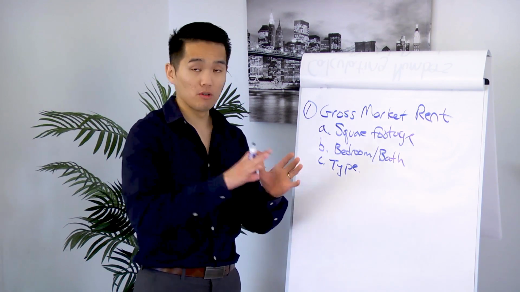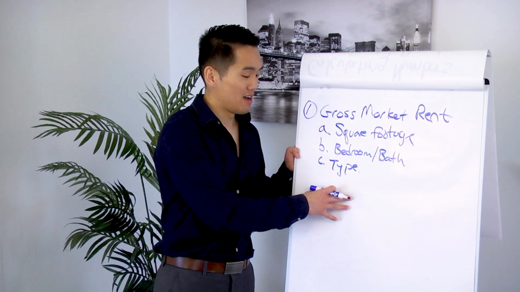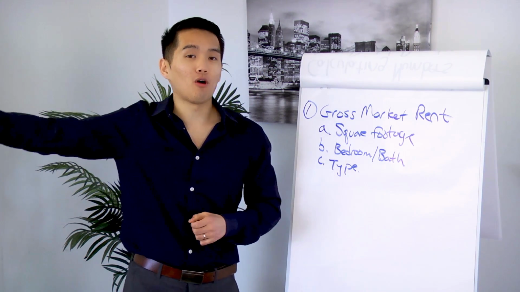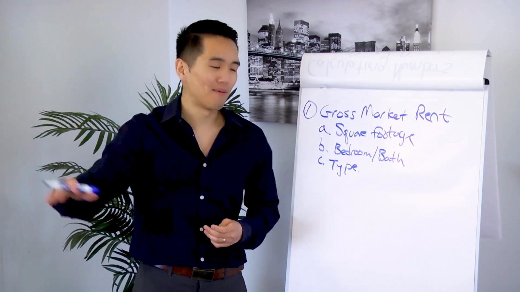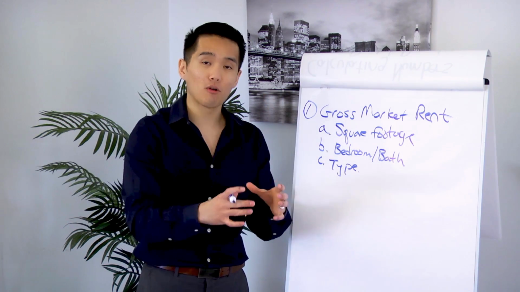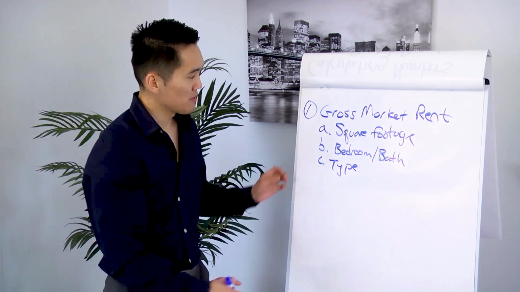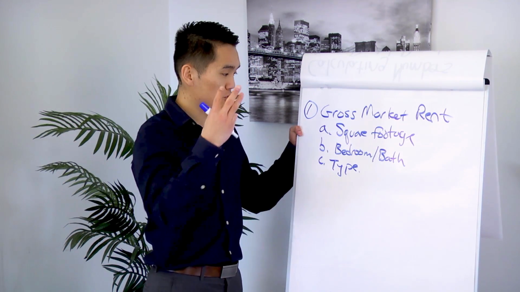And you also have to remember location, right? You don't want to compare your 2-bedroom, 1-bath apartment with another 2-bedroom, 1-bath apartment 30 miles down the road, right? You don't want to do that. You want to make sure that they're within the same market and they have similar locational factors. So once we have that established, we want to find 3 rental units.